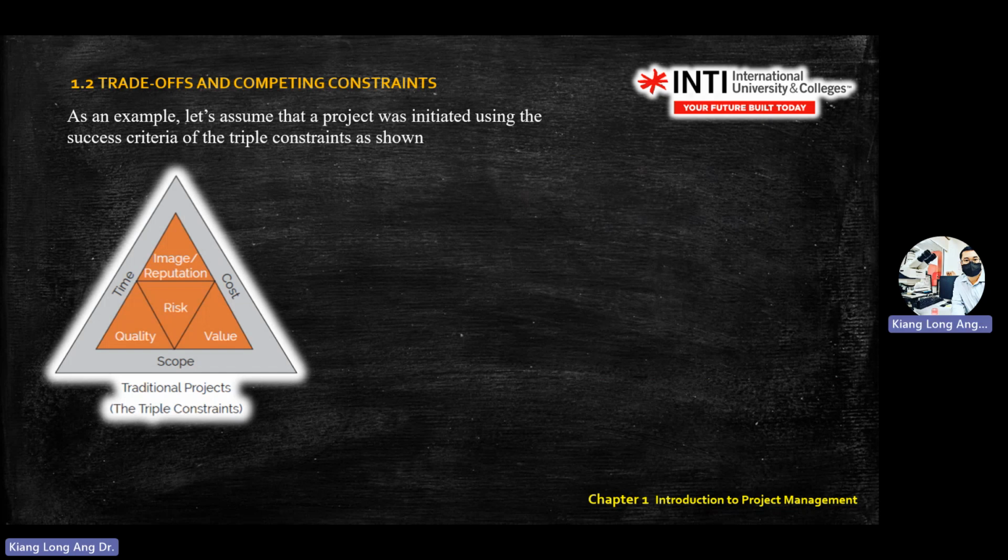Okay, so let's say you have a primary and secondary triangular or constraint here. So let's say the project is initiated using the success criteria of a triple constraint as shown. You are given this triangular in a question, and then you need to elaborate or justify whether the project is a success or not. You see a very lengthy elaboration of the story of that project. Then you look at this triangular. Do we meet primary and secondary constraint? Then you come up with a conclusion: the project is successful or not successful. This is section C.